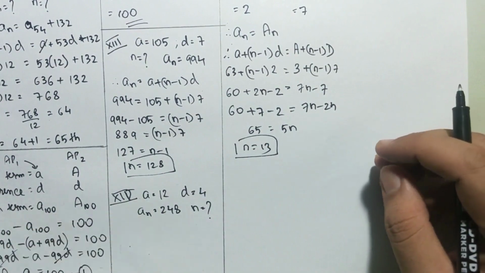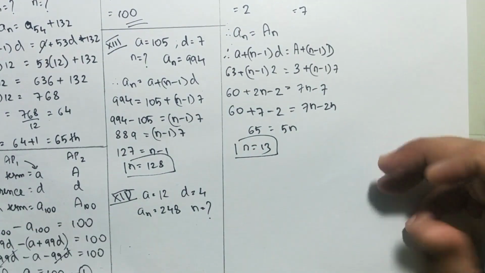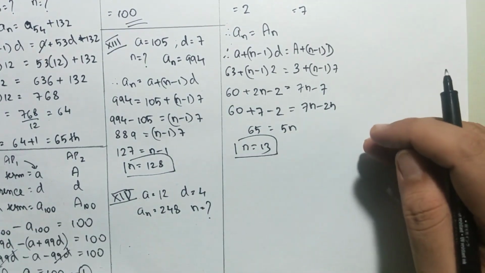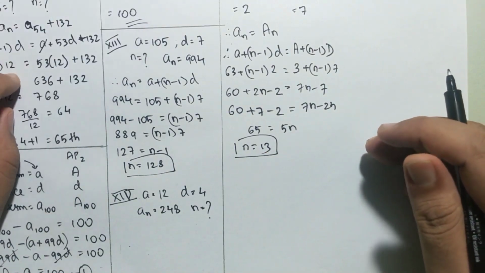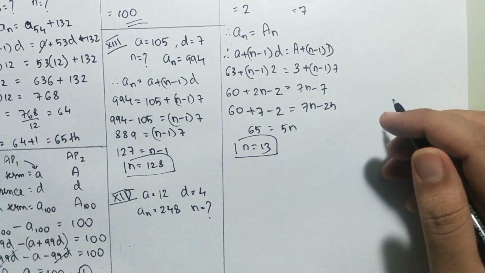So the 13th term of both the APs have the same value. They have the same equal value. Understood? Let us proceed towards the 16th sum.